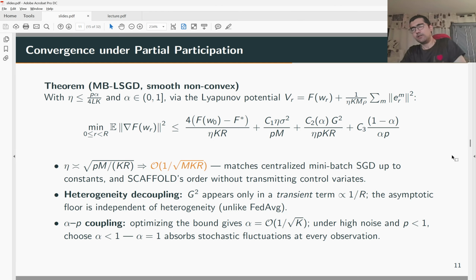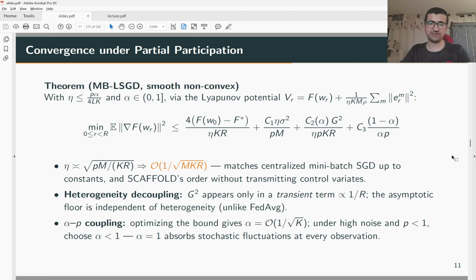Combining the two lemmas through a Lyapunov potential, objective value plus scaled buffer error, gives our main theorem. The bound has 4 terms: the usual initialization term, a variance term, a heterogeneity term, and a tracking term that depends on alpha and p.